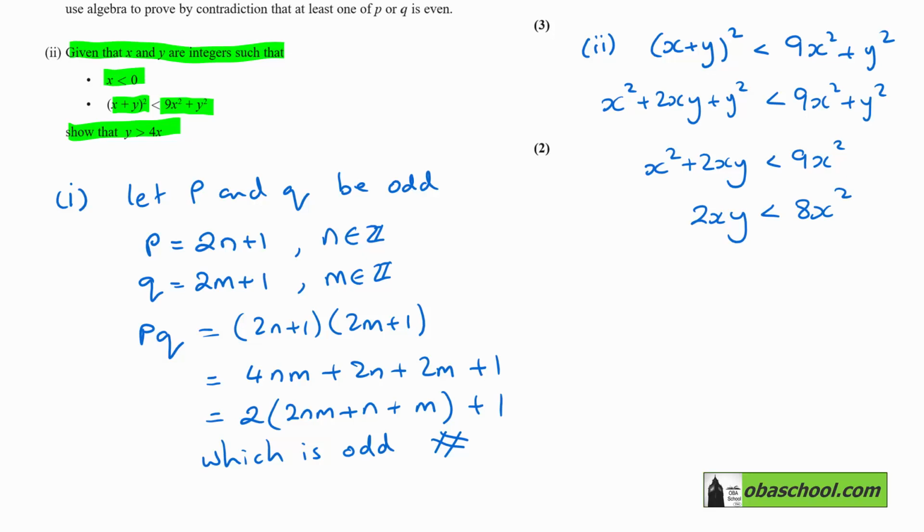Now I can divide both sides by 2x, but I have to take into account that x is negative, and that will reverse the direction of the inequality. When I divide 8x squared by 2x, I get 4x, and we end up with the result that we want.